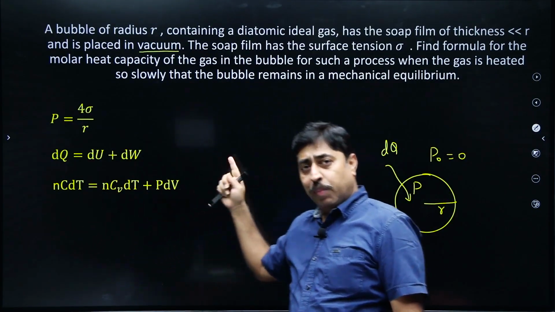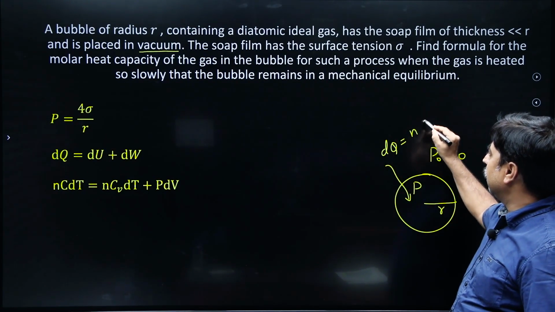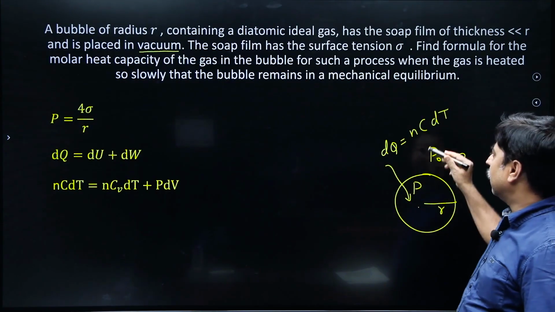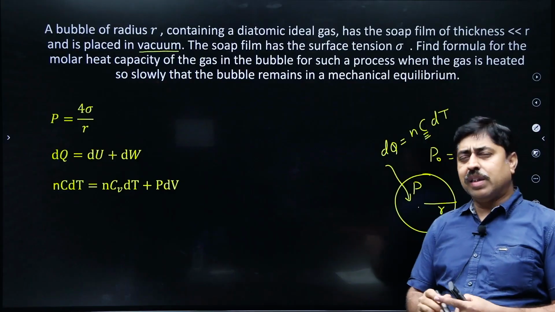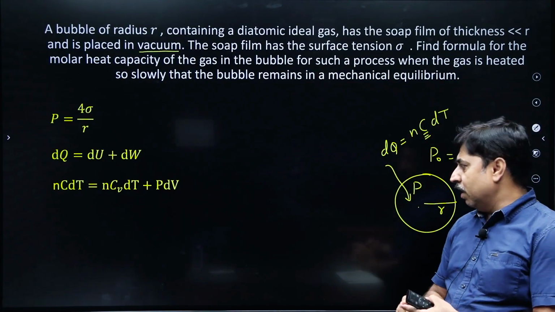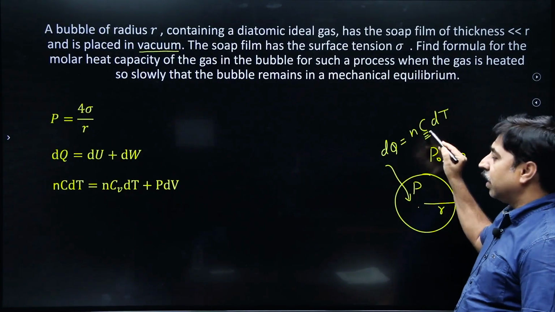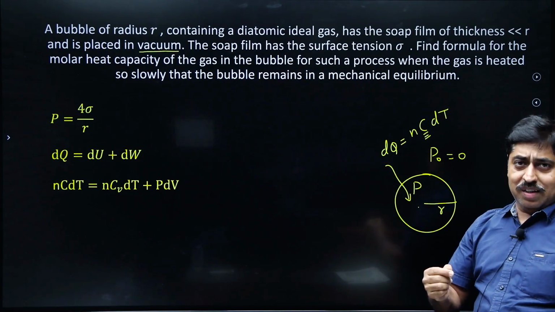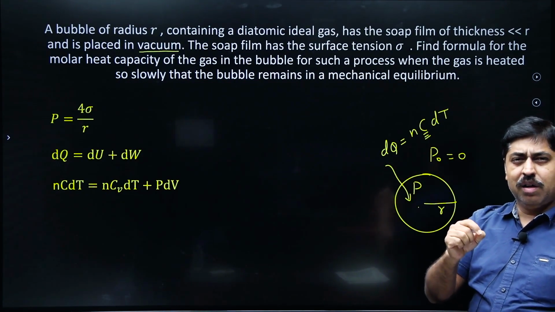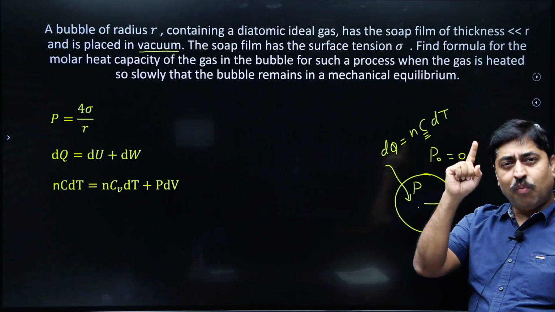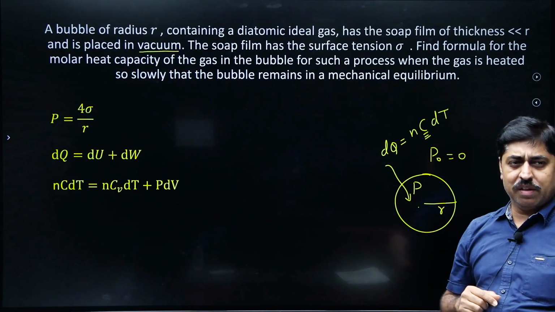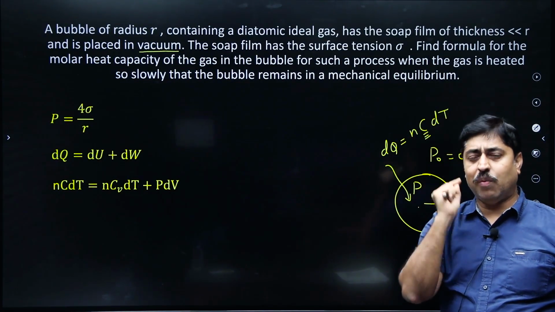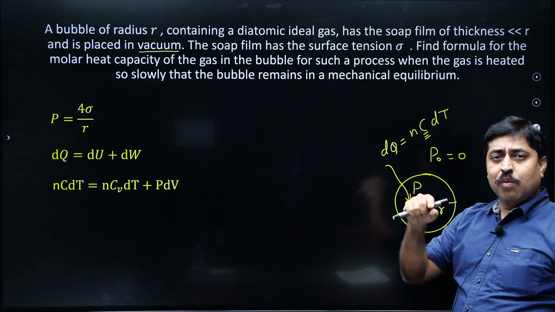Now dq, the heat supplied, can be written as n c dt, where dt is a small change in temperature of this gas, n is the number of moles of this gas present inside this soap bubble, and c is the molar specific heat capacity for this particular process. This is the definition of molar heat capacity, isn't it? If I supply a heat dq and temperature changes by dt, then the definition of c is dq by n dt. That means the molar heat capacity simply means how much heat is required to change the temperature of 1 mole of a given gas by 1 degree Celsius. So dq by dt is the amount of heat required to change the temperature by 1 unit, and for 1 mole it will be 1 upon n dq by dt.